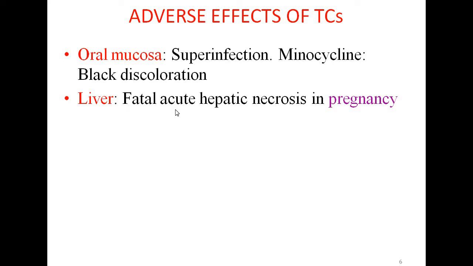Tetracyclines, if administered during pregnancy, there have been cases reported of fatal acute hepatic necrosis. Therefore, tetracycline should not be used in pregnancy. So, two reasons for tetracyclines contraindicated in pregnancy. One is dysgenesis of teeth of the developing fetus, and second is acute hepatic necrosis, which could be fatal.